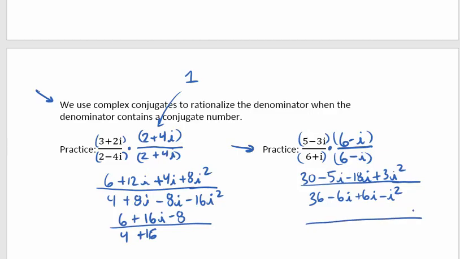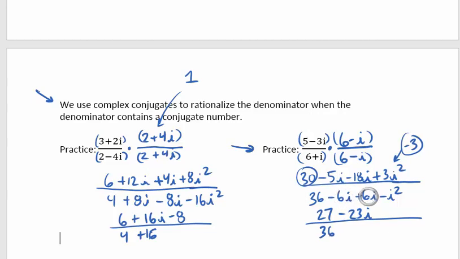All right, let's simplify this down. So this guy right here is going to really be a real number. So i squared is negative 1. Negative 1 times positive 3, this is really a negative 3. So I'm going to combine this negative 3 with that positive 30, which would give me 27. And then I have negative 5i and a negative 18i would give me negative 23i. The denominator, I have 36.